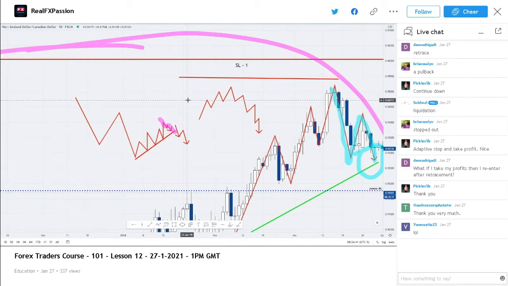Pickles, the crown gives additional support for a short here? Yes, but we are far away from the crowns. Okay, we didn't learn that yet.